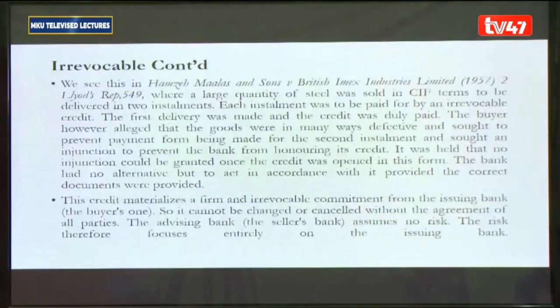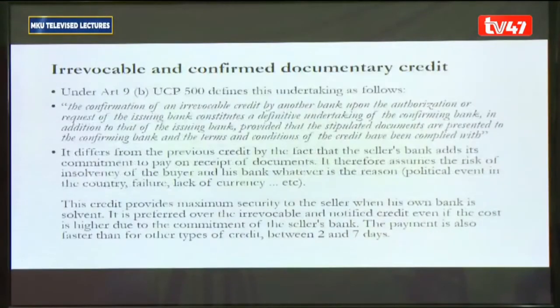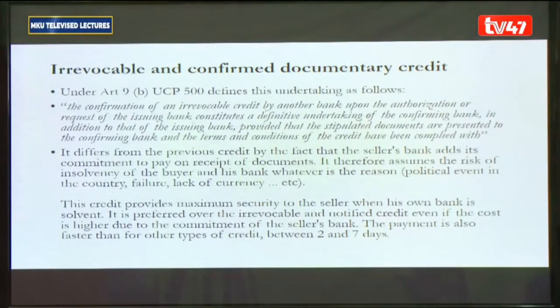Okay? Now, if we go on, Article 9B would define the confirmation of an irrevocable credit by another bank, upon authorization or request of the issuing bank, to constitute a definitive undertaking of the confirming bank in addition to that of the issuing bank, provided that the stipulated documents are presented to the confirming bank and the terms and conditions of the credit have been complied with.